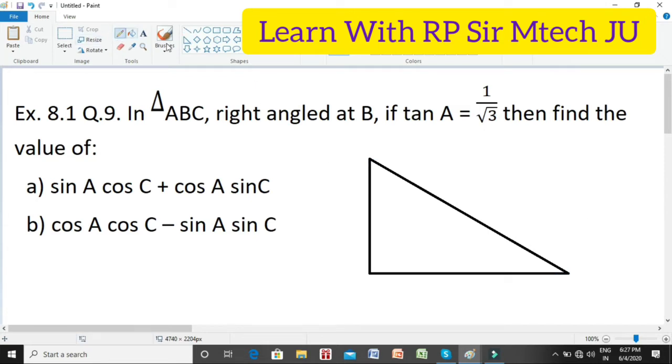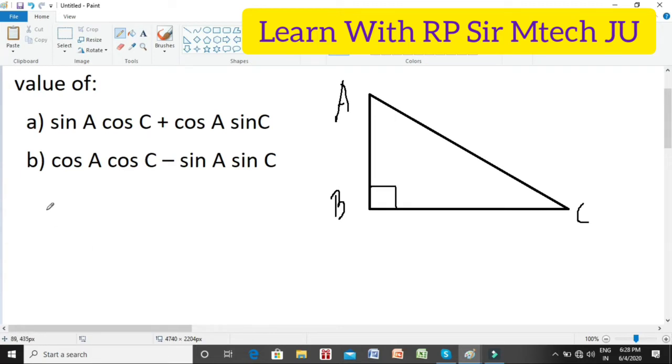Now let us name the triangle as ABC. So let's say this is A, and since this is right angled at B, B has to be here, and this is C. So B has 90 degrees. Now it has been said that tan A is 1 by root 3. So let us write it down. tan A is equal to 1 by root 3.